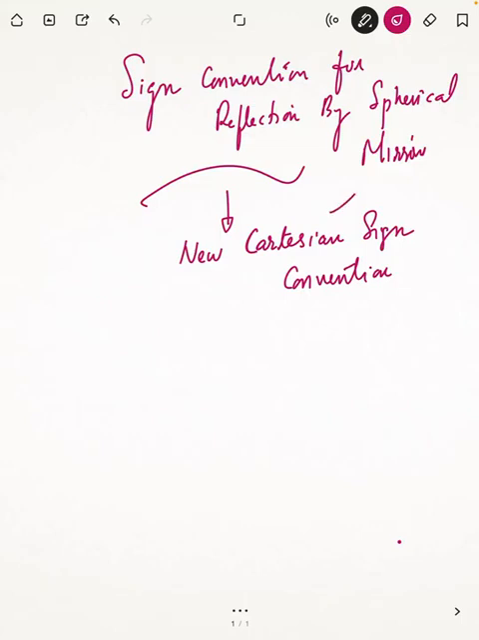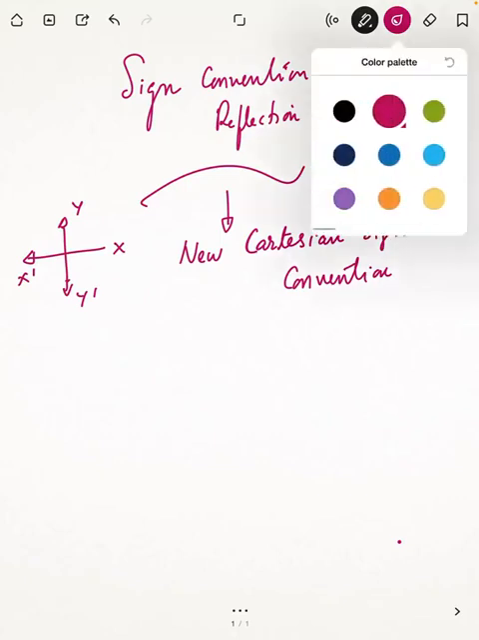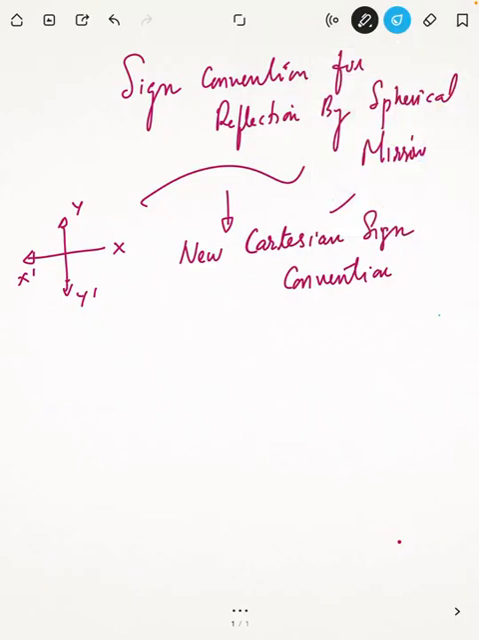What is the meaning of Cartesian? Cartesian coordinates, xy coordinates, we usually call it the Cartesian coordinate system. X axis, y axis, x dash axis and y dash axis. The values we usually adopt toward right and left: the positive x axis is positive, y axis we take as positive, x dash axis we take as negative, y dash axis we take as negative. So in this new Cartesian sign convention for reflection by spherical mirrors, almost the same kind of pattern we adopt.